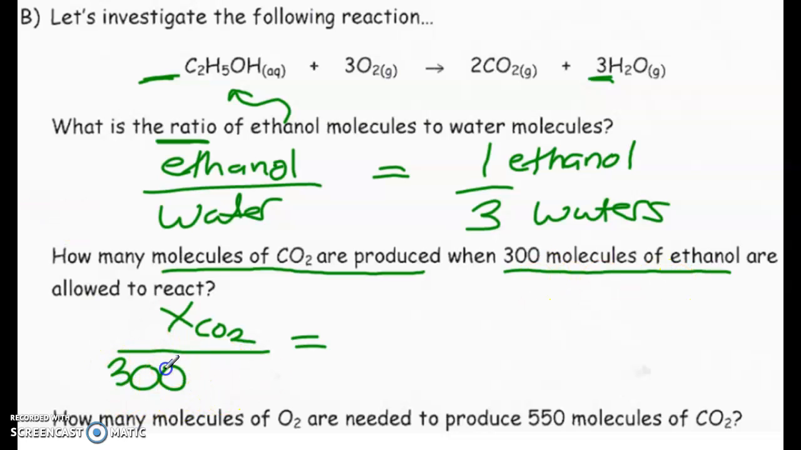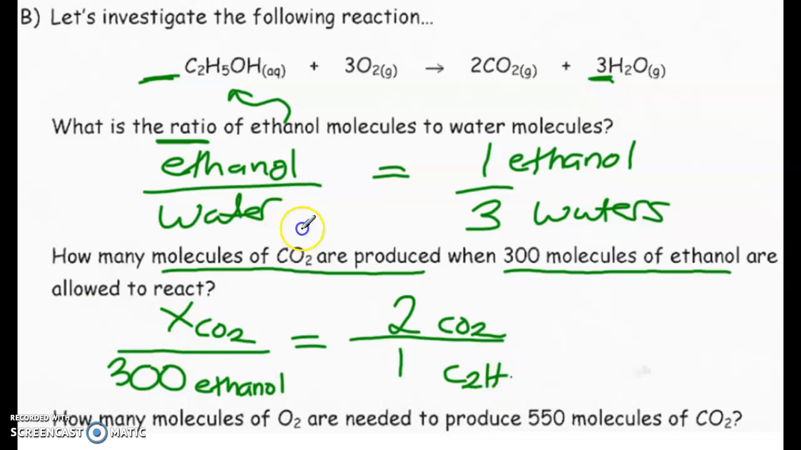So we have 300 molecules of ethanol. I'm just going to put this here. On the right-hand side, we're going to put the coefficients from the balanced chemical equation, and we have to match it. So CO2 is in the numerator, so I'm going to put 2 CO2 in the numerator on the other side. Ethanol is in the denominator, so 1 ethanol is in the denominator on the other side.